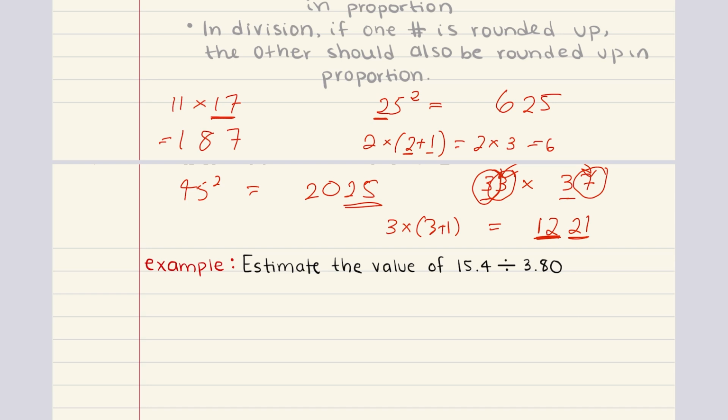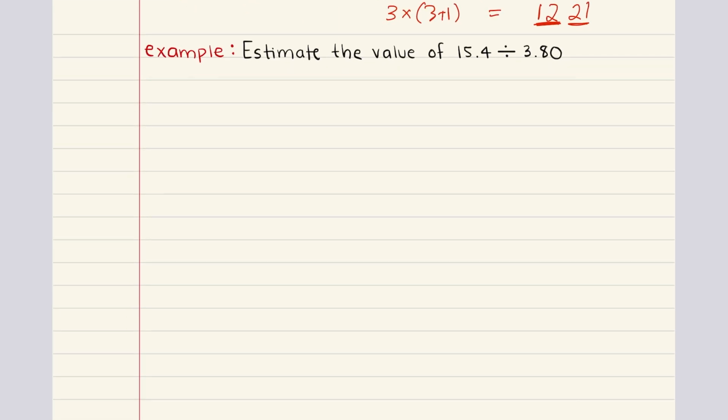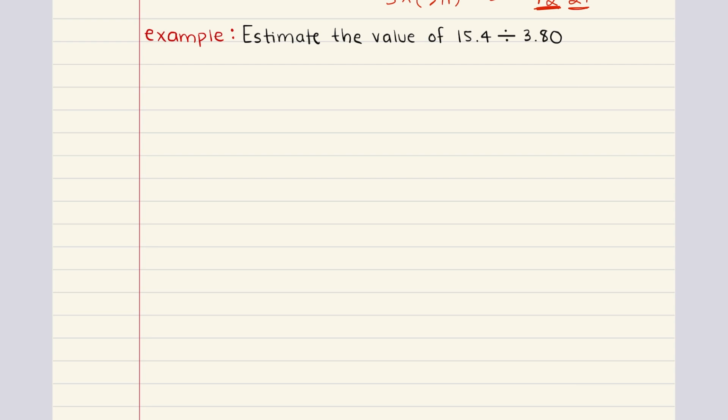So these are just 3 quick tricks to do multiplication really fast. I hope you enjoyed that. This was a little fun tidbit I really wanted to add. So with that being said, let's jump into a practice problem. This problem says, estimate the value of 15.4 divided by 3.80.